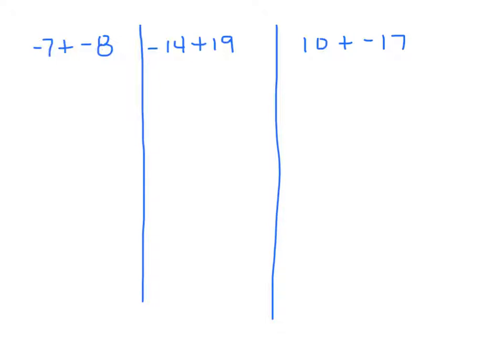Okay, hopefully you've had time to go through and do these three problems. I'm just going to give you the answers. Negative 7 plus negative 8, you should have gotten an answer of negative 15. Negative 14 plus 19, you should have gotten an answer of 5, or you could put a positive 5. 10 plus negative 17, you should have gotten an answer of negative 7.